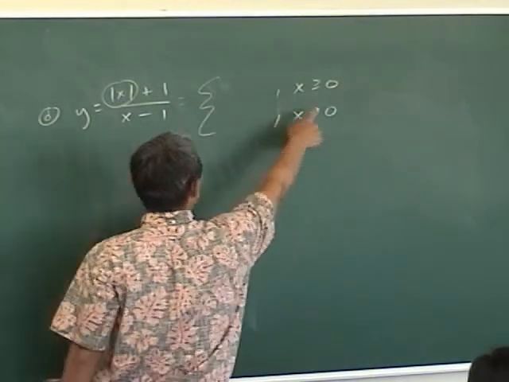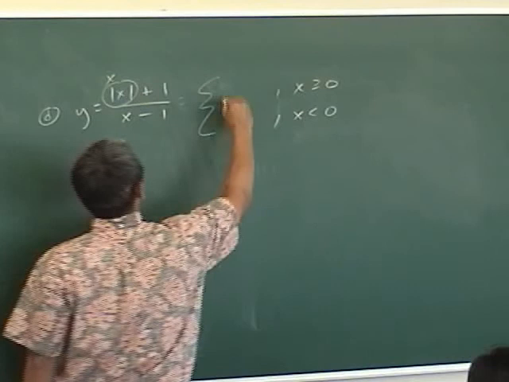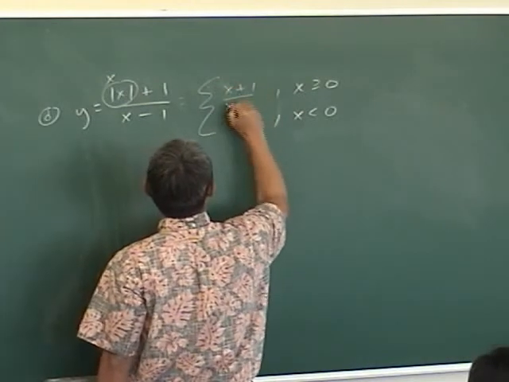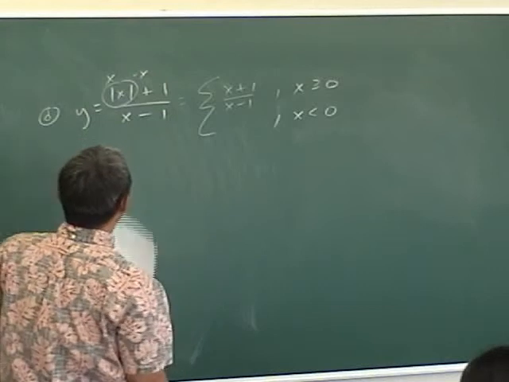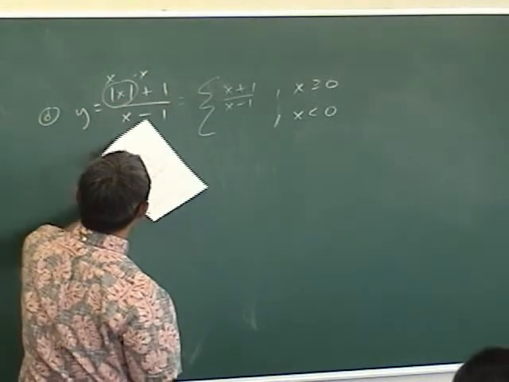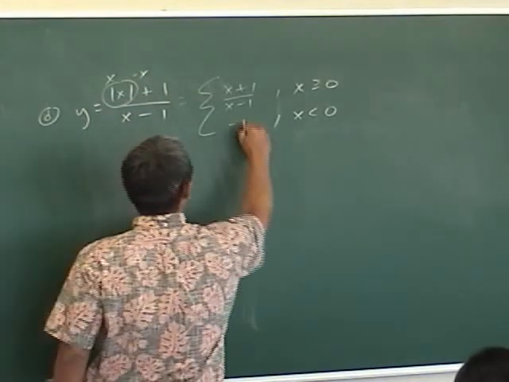So when the inside is positive, you leave it alone. So you get x plus 1 over x minus 1. When the inside is negative, you negate it. But how do you simplify negative x plus 1 over x minus 1? Doesn't that just simplify to negative 1?